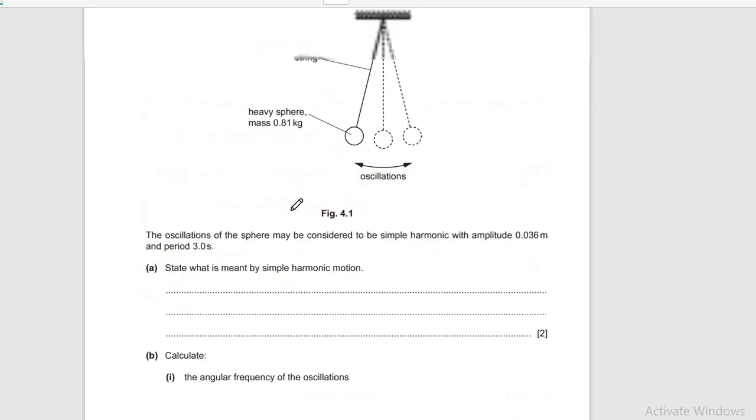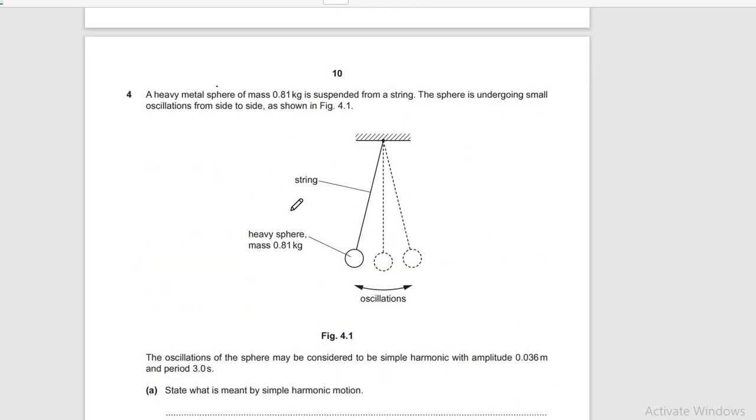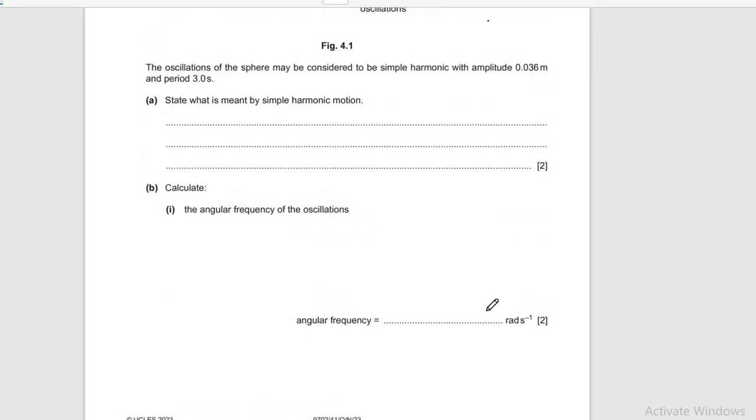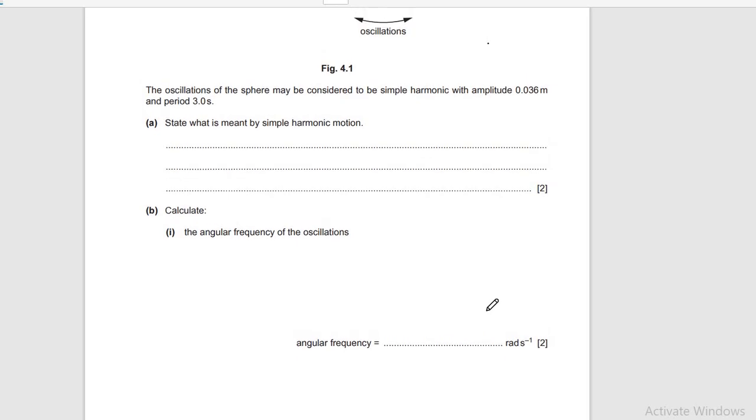Simple harmonic motion. A heavy metal sphere of mass 0.18 kg is suspended from a string. The sphere is undergoing oscillation from side to side as shown. The oscillation of the sphere may be considered to be SHM with amplitude 0.36 and period 3 seconds. The first question, state what is meant by simple harmonic motion.